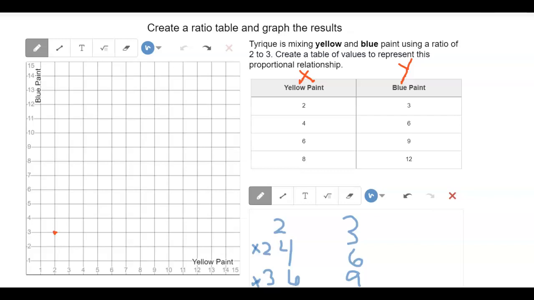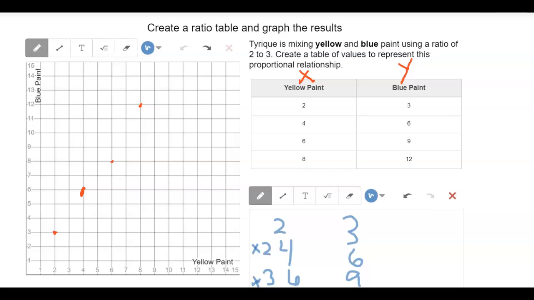My second ratio is 4 and 6. So again, I'm going to start at 0, 0. I'm going to go right to 4, and then I'm going to go up to 6. Right here. I know it's a messed up dot. The next one is 6 and 8. Go over to 6, up to 8. And my last one is 8 and 12. So I'm going to go over to 8 and then up to 12 right here.